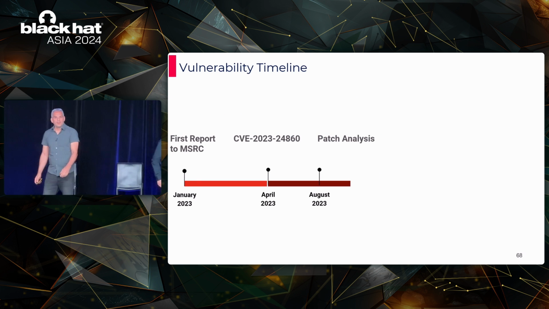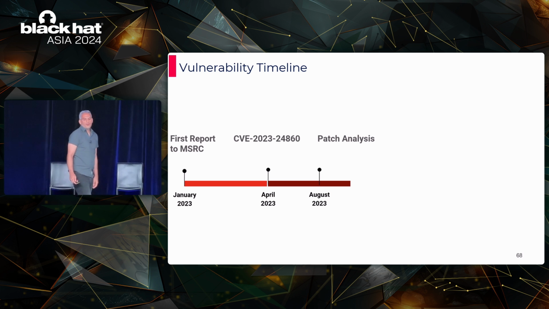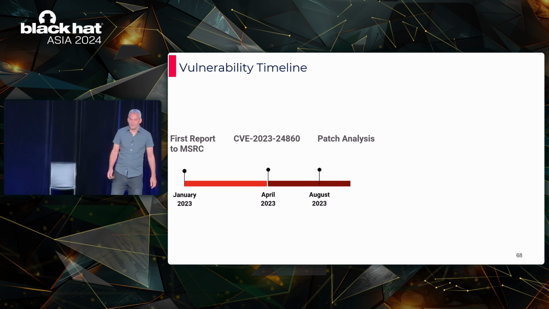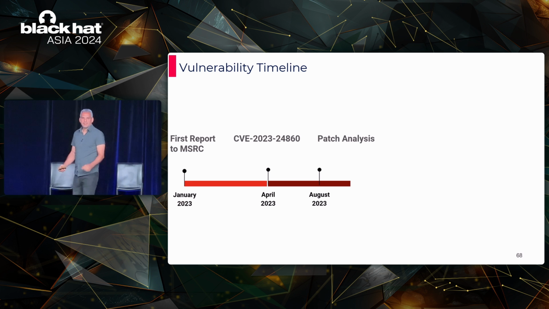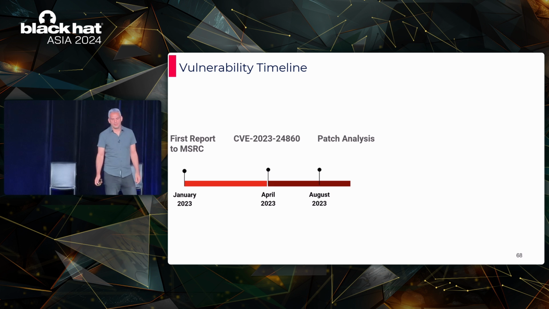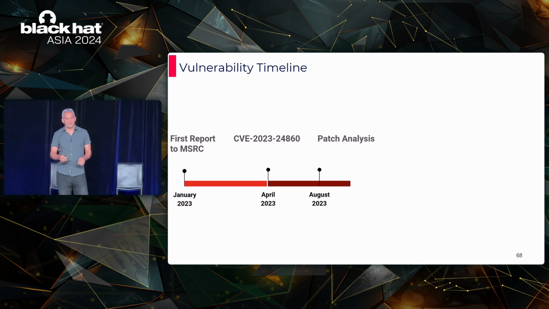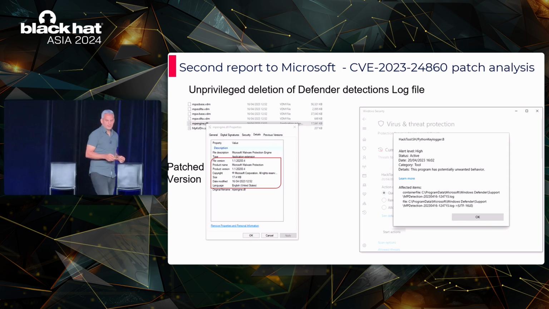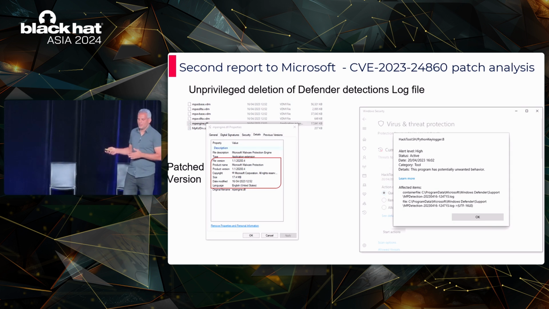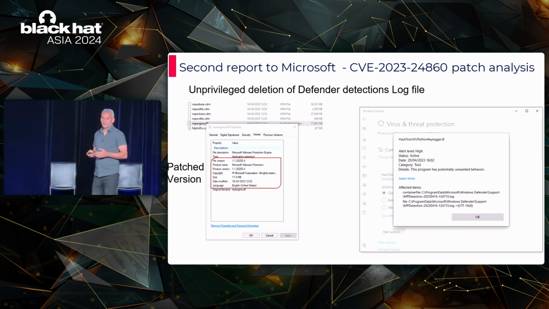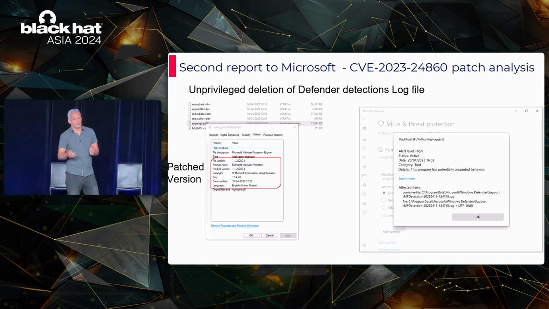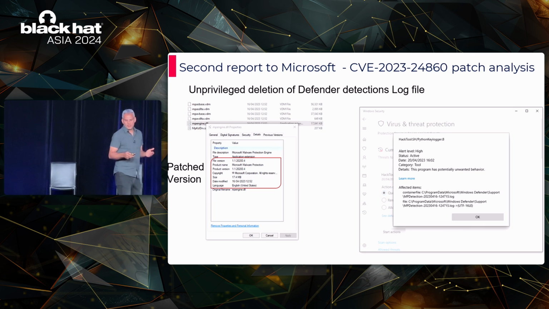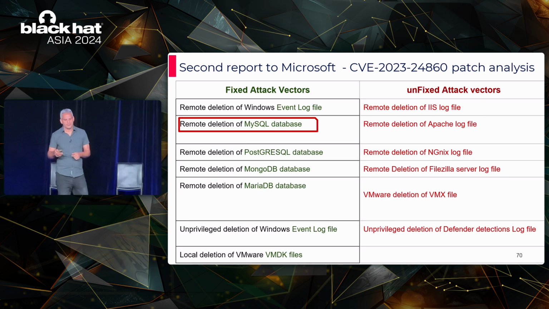Thank you, Shmuel. So here is the timeline of our findings so far. Immediately after the patch release in April 2023, we started to check the original attack vectors and found out that not all of them were fixed, but we delayed the in-depth analysis to August. So in this example, this is an unprevented deletion of Defender detection logs file, which was still possible on a fully patched machine by the time of the check, and I can tell you that it's still possible nowadays.